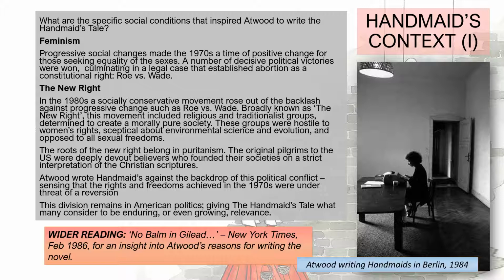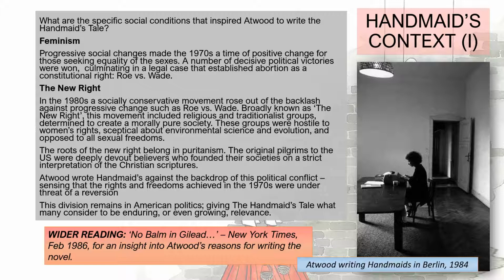But the New Right is hostile to women's rights generally, or certainly has a very narrow or limited view of what women's rights are, based particularly on religious views. These groups are deeply sceptical about environmental science and evolution. And these groups generally are opposed to all kinds of sexual freedom. So they tend to take a very dim view of, shall we say, non-traditional relationships. They could be accused of homophobia.